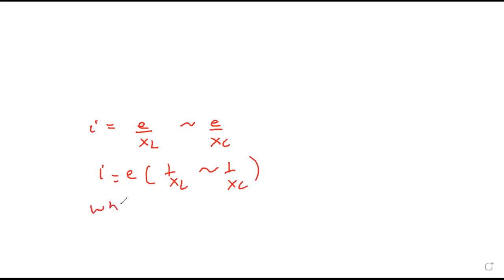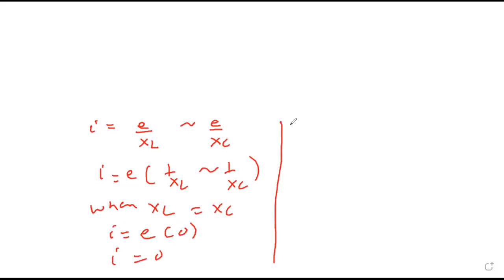I is IL difference with IC. So it is voltage upon resistance of inductor, difference with voltage upon resistance of capacitor. So I is E into 1 upon XL, difference with 1 upon XC. When XL equals XC, I becomes E into 0, therefore I is 0. This is the condition for parallel resonance.